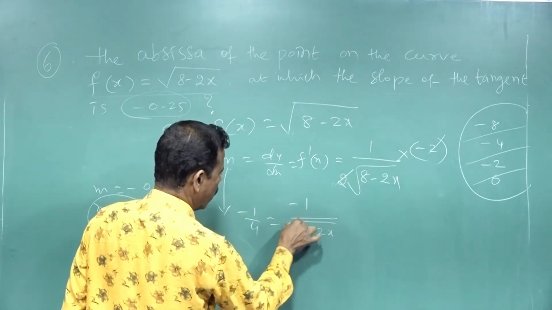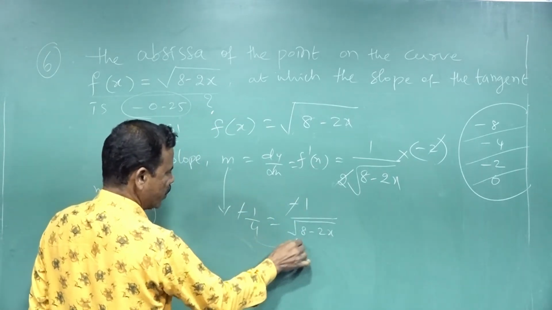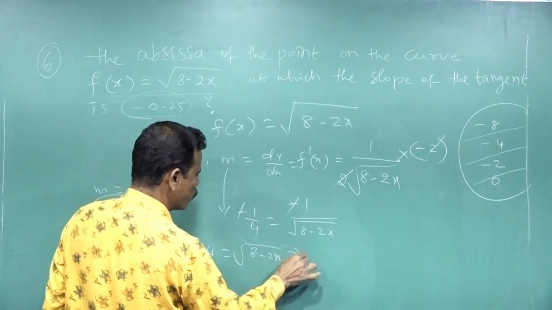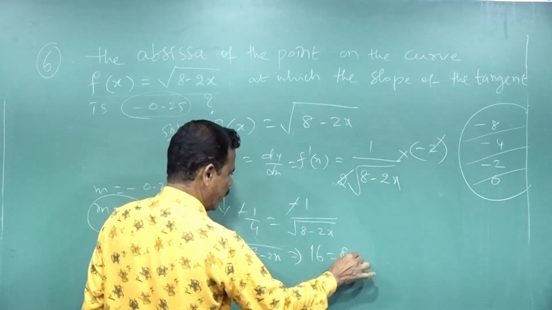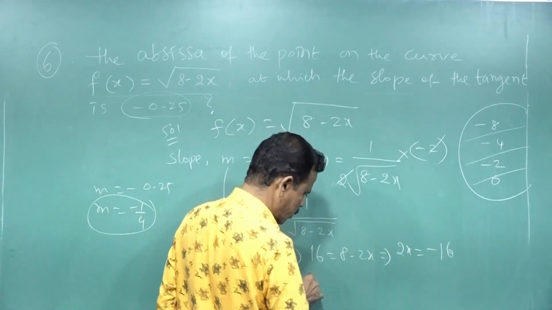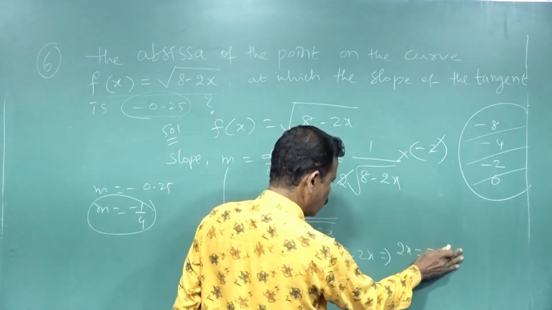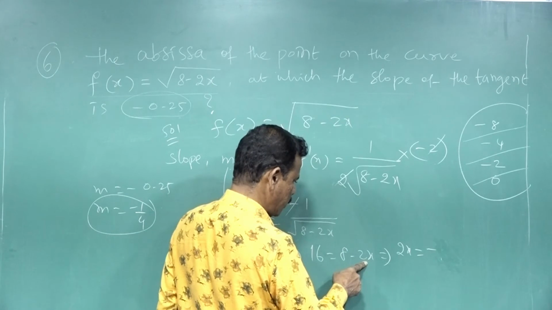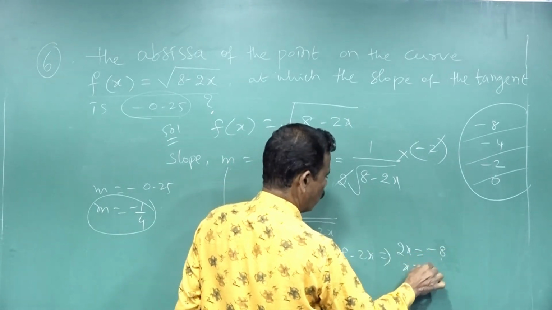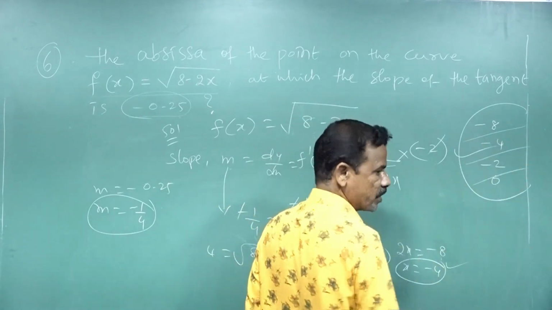Minus 1 by 4 is equal to minus 1 by under root of 8 minus 2x. This cancels. Squaring on both sides, the denominator equals 4 is equal to under root of 8 minus 2x. Squaring on both sides, 16 is equal to 8 minus 2x. 2x is equal to minus 16, x this side, 16 outside, minus 2x on this side, 8 minus 16 is minus 8, x is equal to minus 4. He is asking the x coordinate, x is equal to minus 4. The second option is right.